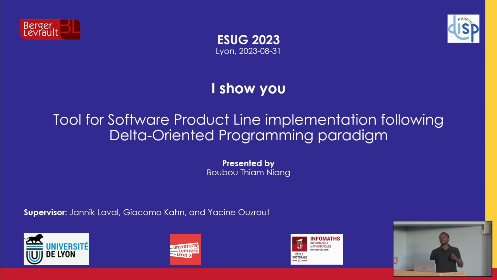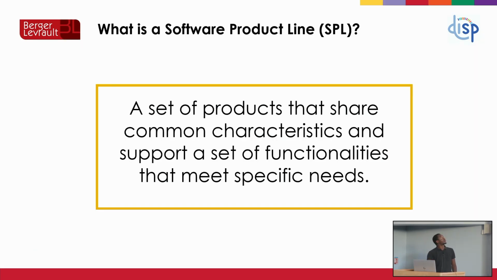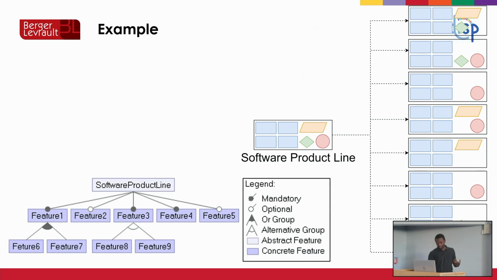Hello everyone, I want to show you a tool that allows you to implement a software product line following delta-oriented programming paradigms. So I want to explain some concepts before I show you my demonstration. A software product line is a set of software that share common characteristics, but we can play with features to create a specialized product. And here is an example.